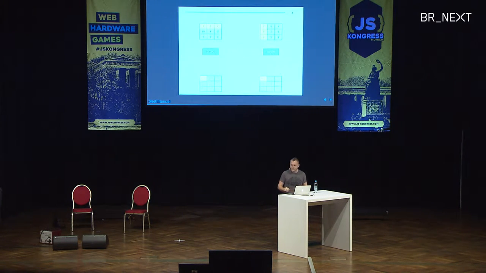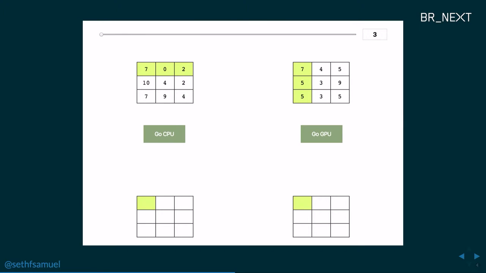All right, so demo time. Yay. All right, this is a 3x3 example. So we can do this on the CPU. It's pretty fast. It's not doing too much math. Let's do it on the GPU. So it's actually slower. And that's because of that serialization.